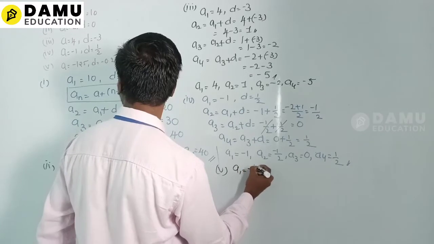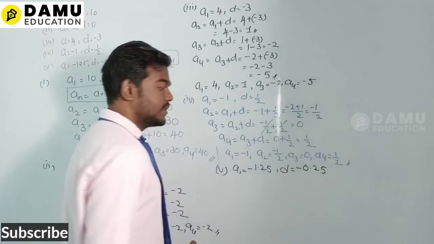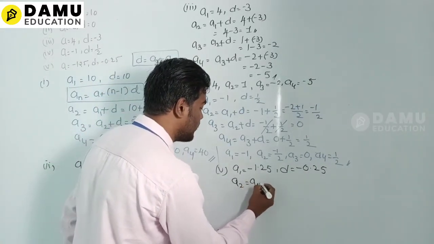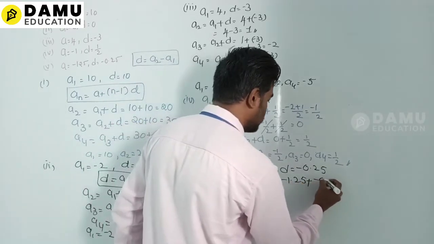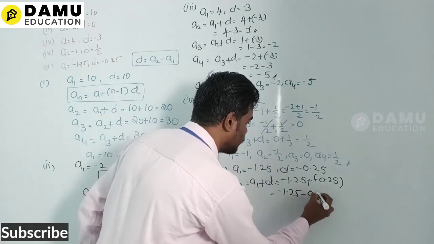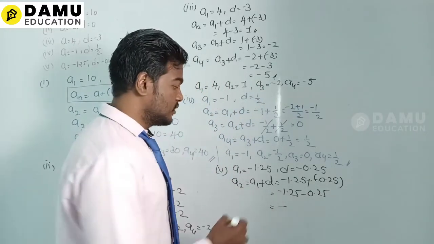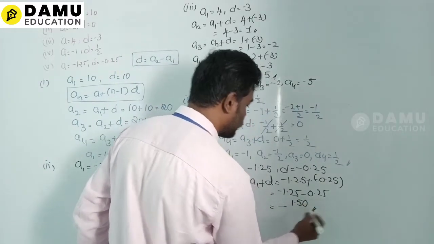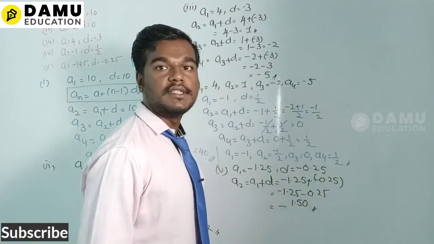a1 will be equal to minus 1.25. Then what is the difference? Minus 0.25. So these are the values. So let's take a2. a2 will be equal to a1 plus d. So a1 is minus 1.25 plus of minus 0.25. So what value will we get? Minus 1.25 minus 0.25. So we need to add, but the symbol should be minus. So adding means we get 1.50, minus 1.50. So this is the value.